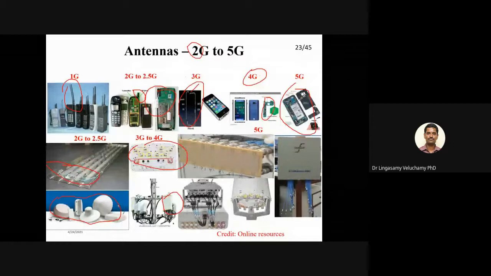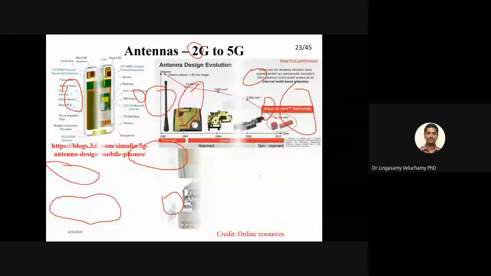Next, in 5G, what has happened? You can see millimeter wave massive MIMO antennas, where you will find plenty of antenna elements to support it. These are all massive MIMO antennas.